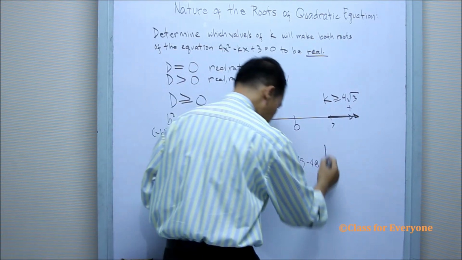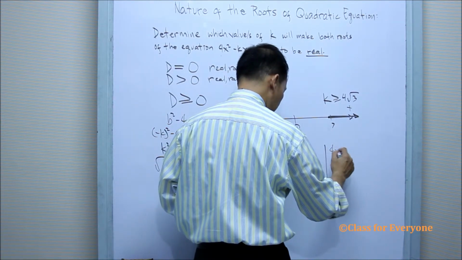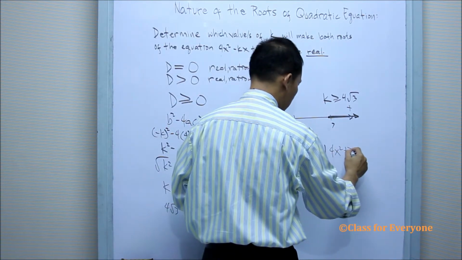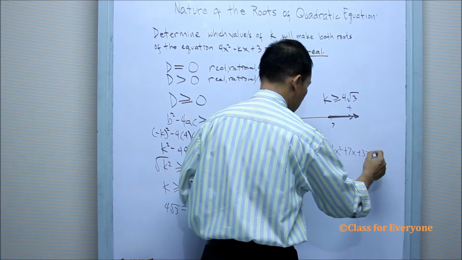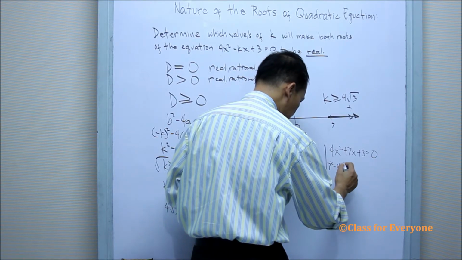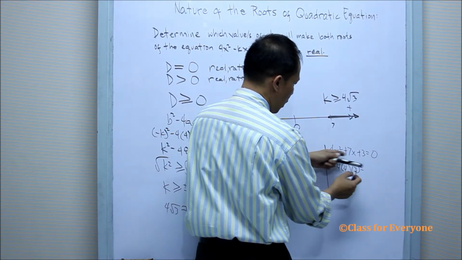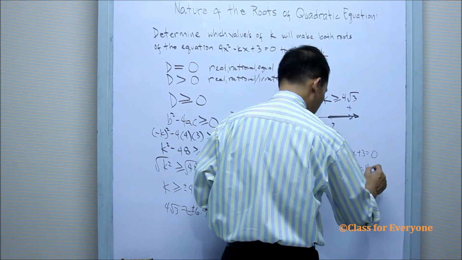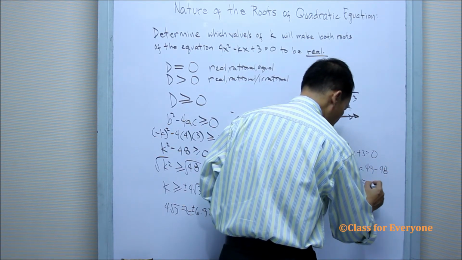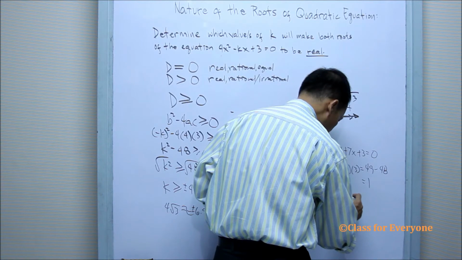Let us check. If I will use this integer, negative 7, so that will be 4x squared, and then minus a negative 7, that will be positive 7x, plus 3 equals 0. Now, using the discriminant, we will have 7 squared minus 4 times 4 times 3. Because this is 4, this is a, and this is c. Now, 7 times 7, we have 49, minus 4 times 4 is 16 times 3 is 48, which is also 1. So, the discriminant is 1, which is greater than 0.